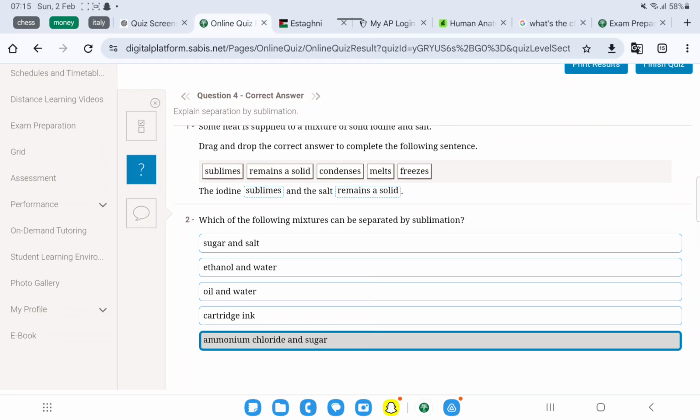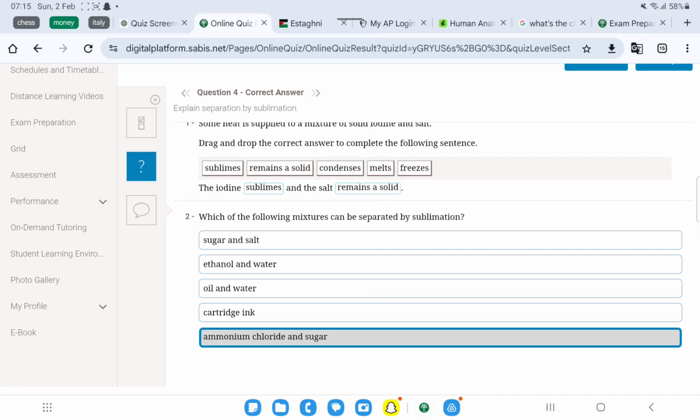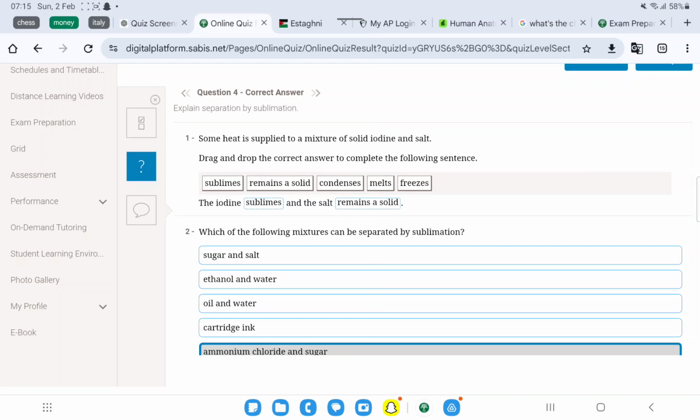Ethanol and water, fractional distillation. Oil and water, not fractional, sorry. For oil and water, we can use a separatory funnel to separate two immiscible liquids. For cartridge ink, we can use paper chromatography, so the only one we don't know is ammonium chloride and sugar, so we use sublimation.